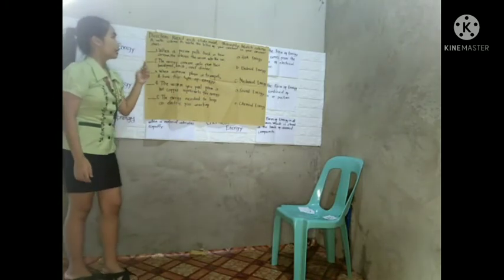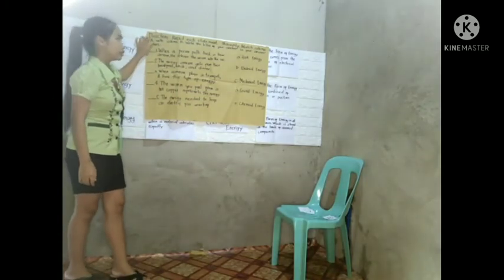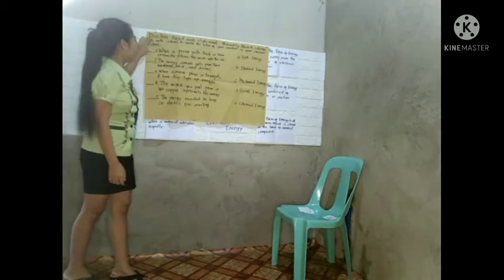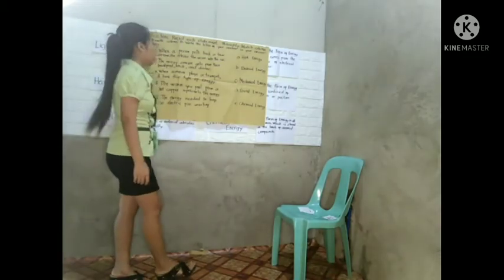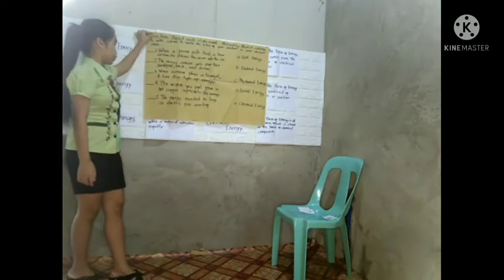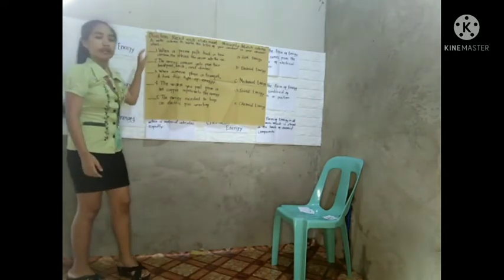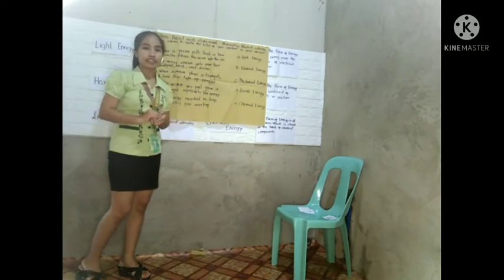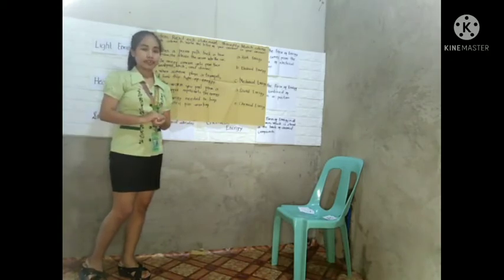Direction. Read each statement carefully. Match column A with column B. Write the letter of your answer in your answer sheet. You have 30 seconds to answer. Your timer starts now.